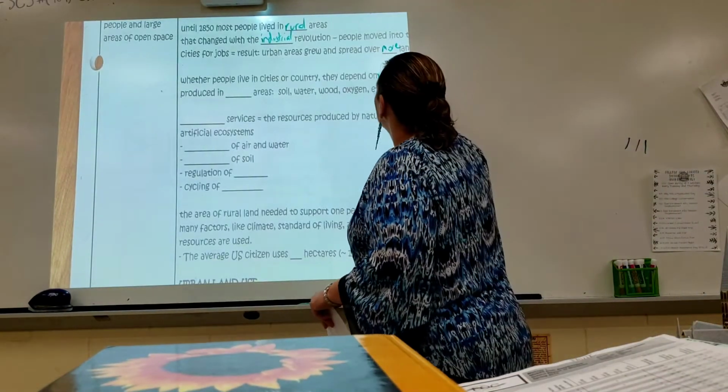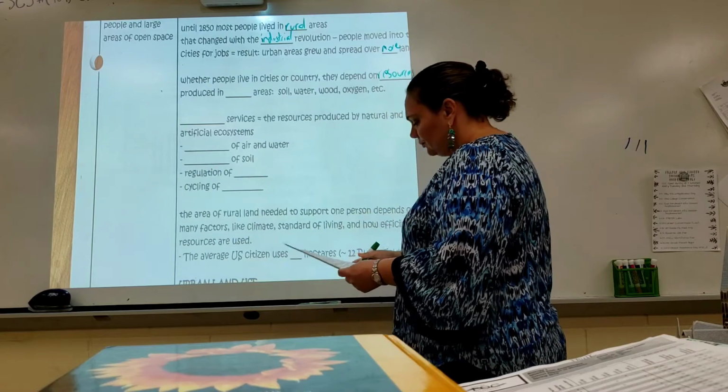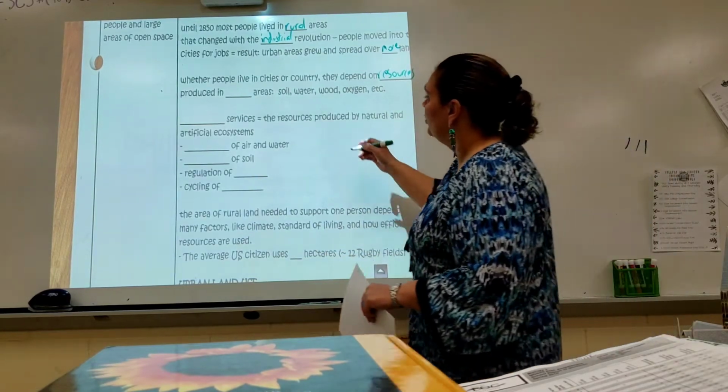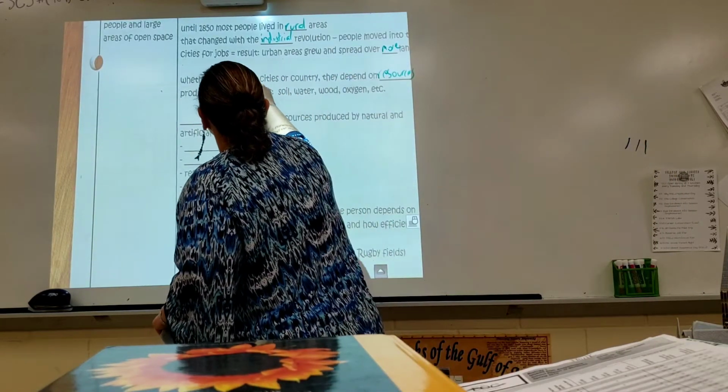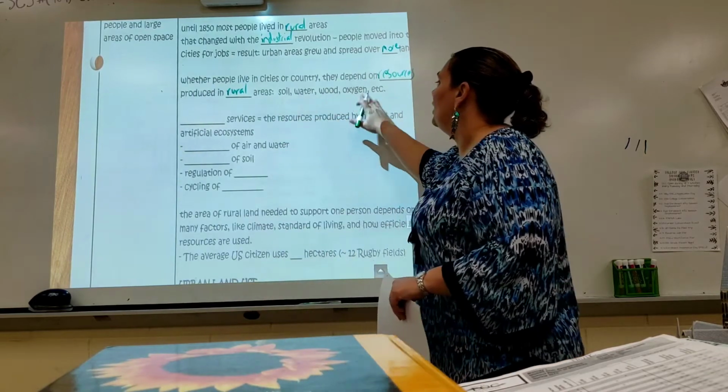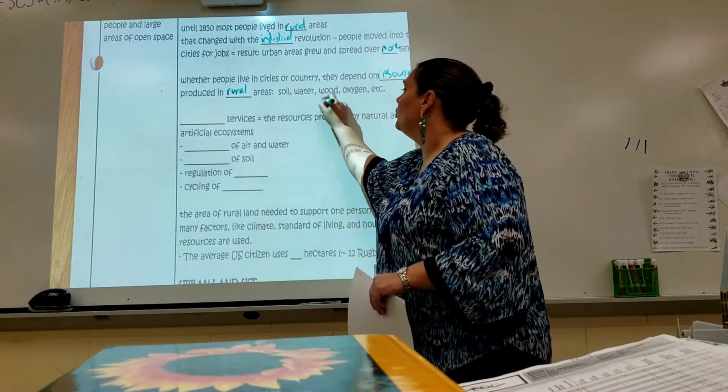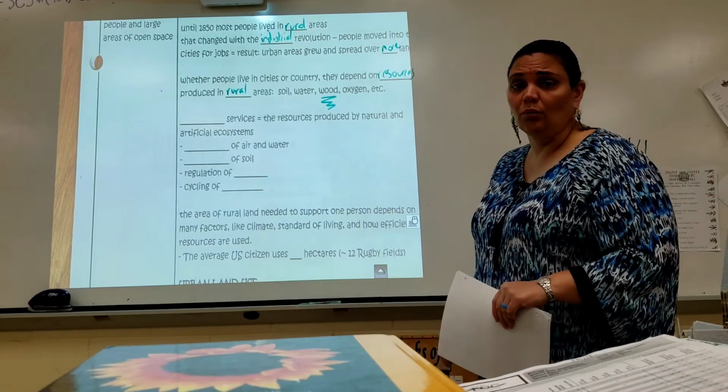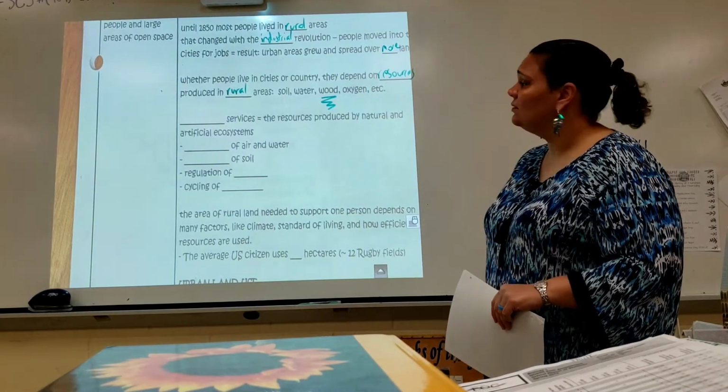resources produced in these rural areas, right? We need soil, we need water, we need wood, we need oxygen. Remember, wood is your number one resource in our more developing countries, right?